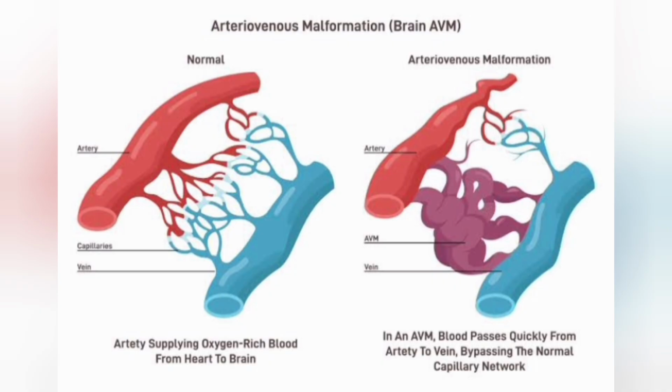Another important cause of subarachnoid hemorrhage is arteriovenous malformations in the brain. In an arteriovenous malformation, there is a direct connection between an artery and a vein. So the blood passes quickly from the artery to the vein, bypassing the normal capillary network. Because of this, the veins can rupture and lead to hemorrhage.